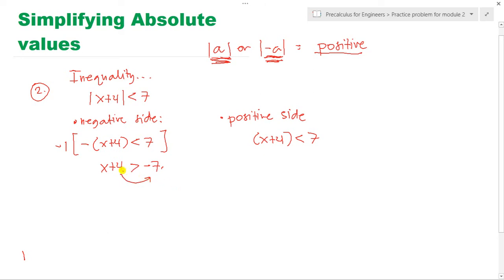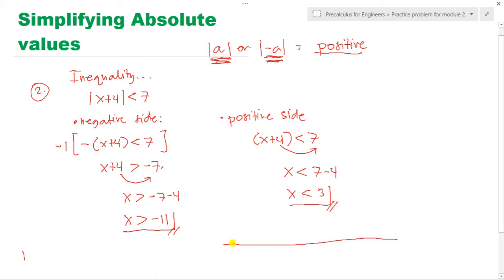So transpose. So we have here x is greater than negative 7 minus 4. So x is greater than negative 11. Ito yung una natin na tanong, I mean na values for our x. How about the second one? So transpose on the other side. So we have here x is less than 7 minus 4. So x is less than 3. So therefore, dalawa yung ating sagot. x is greater than negative 11 and x is less than 3.